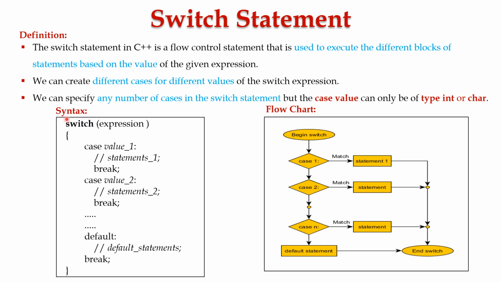Now let's have the syntax for switch statement. Switch is a keyword followed by expression. The switch block is opened by open curly parenthesis. Then we have case value 1 ended with colon, which has its own statement ended with break followed by semicolon. Similarly, we can have a number of cases. At last, we have default block with default statement ended with break semicolon. Finally, we can end the switch block by closed curly parenthesis.